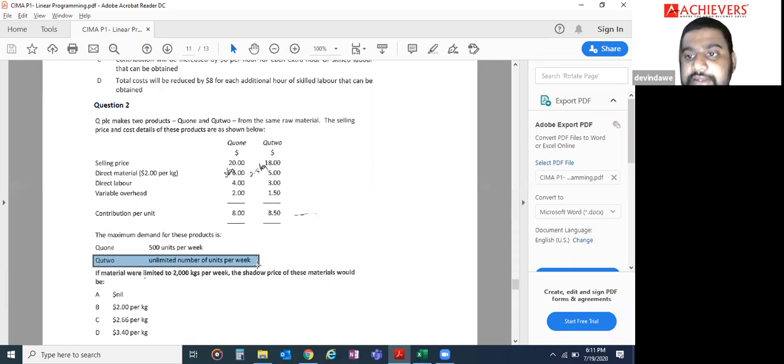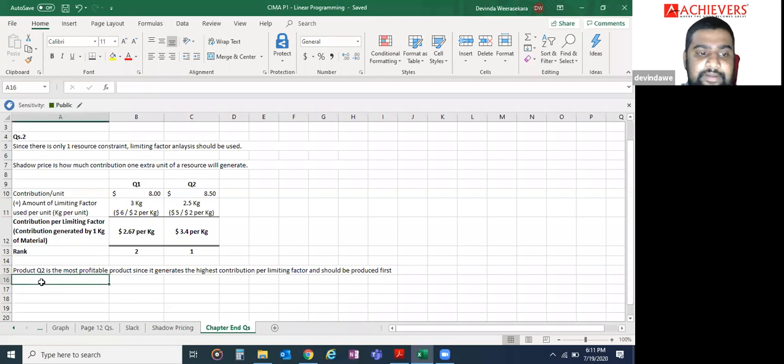Why is that? Because Q2 is my most profitable product and the demand for Q2 is unlimited. We can sell any amount we want. So therefore, we should only produce and sell Q2. We should not produce and sell Q1. We should only produce and sell Q2. Is that clear? Did everyone understand that? Any questions? Right?